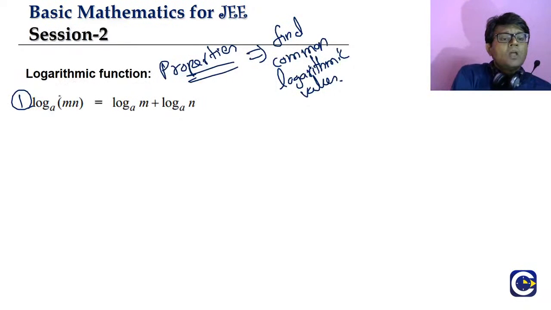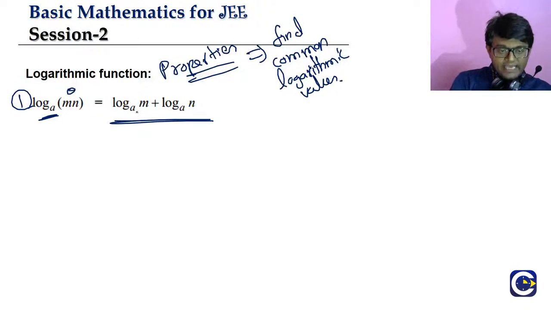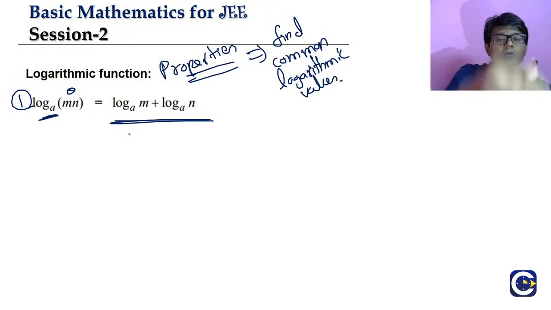What is it? Log of m into n to the base a. The value will be equal to what? Log of m to the base a plus log of n to the base a. These properties, we have to look at the property and then verify it with some example.